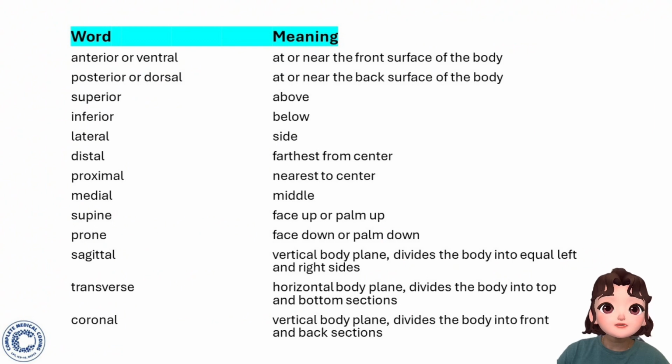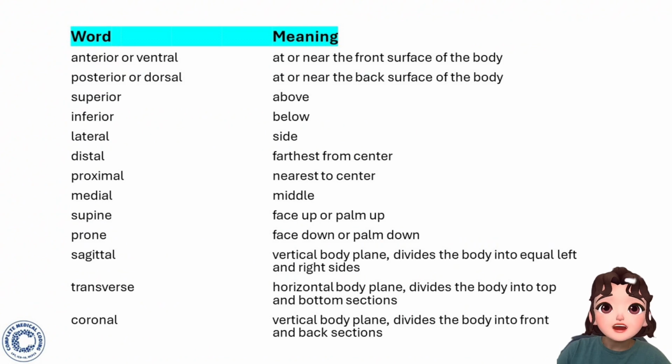Now let's move on to some words and their meanings. These are also important. This is about the human body. Anterior, like the position, okay? Anterior, or ventral, another name for anterior is ventral, means at or near the front surface of the body. If it is near the front surface, it is called anterior. And if it is near the back surface of the body, it's called posterior or dorsal.